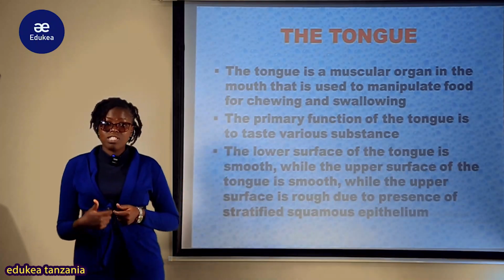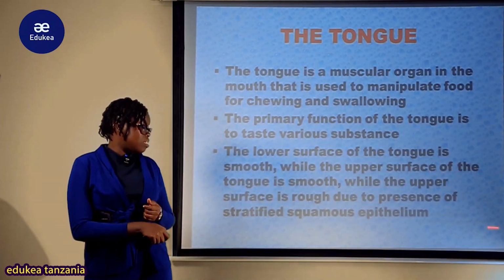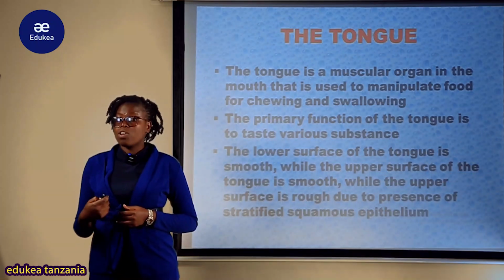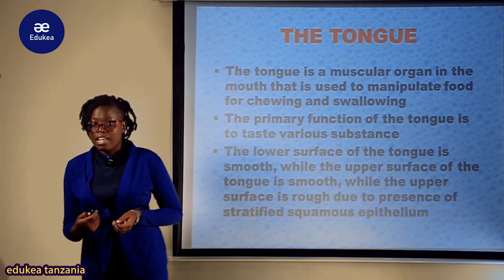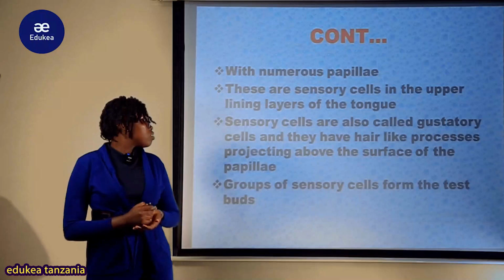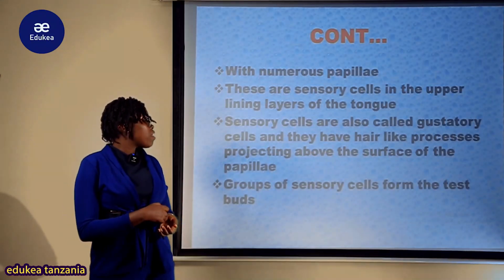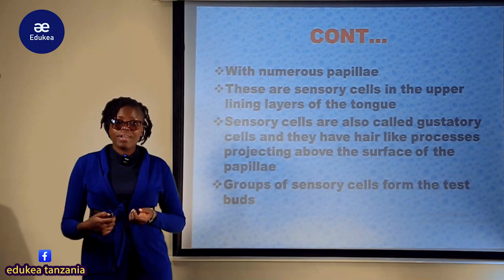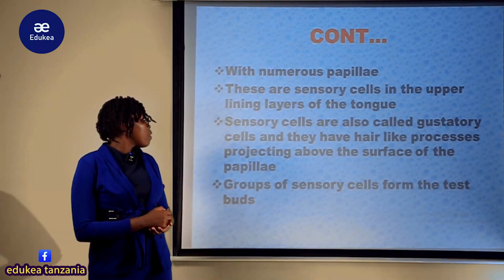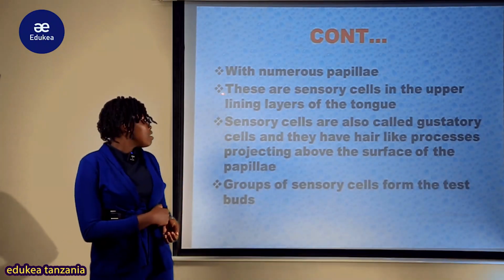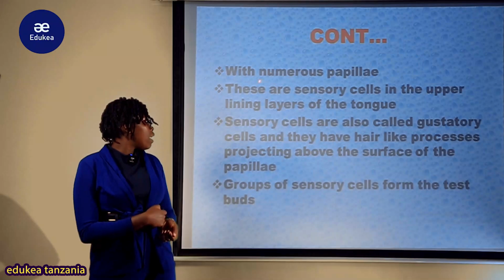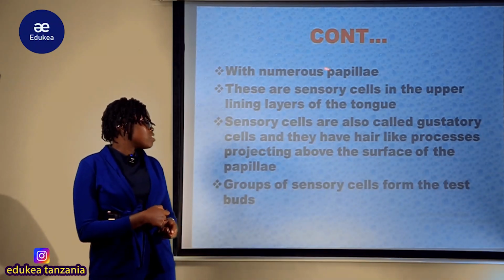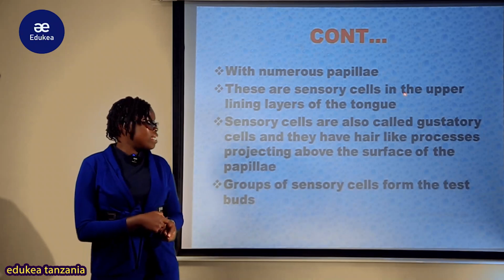Due to the presence of this stratified squamous epithelium, na vile vile kuna na papillae ambayo ina adaptation kuweza kuongeza surface area kwa digestion. So kwa hiyo inakuwepo na stratified squamous epithelium, na vile vile kuna numerous papillae. Papillae, these are the sensory cell in the upper lining of the tongue.